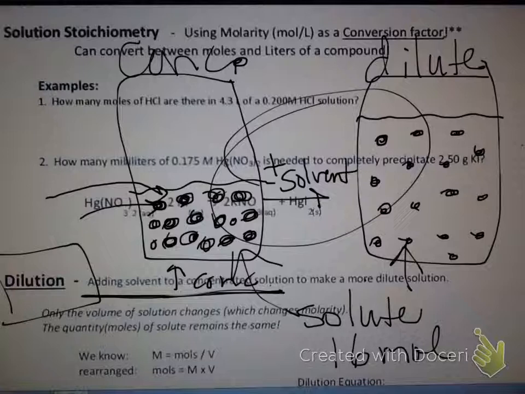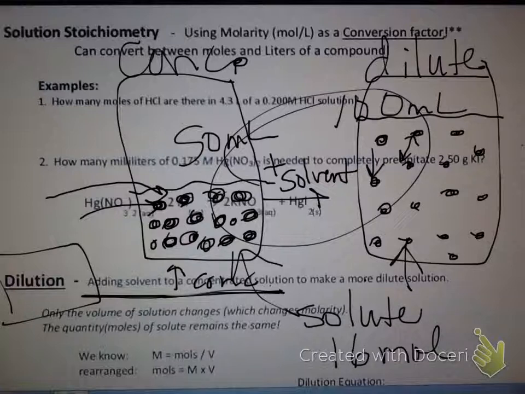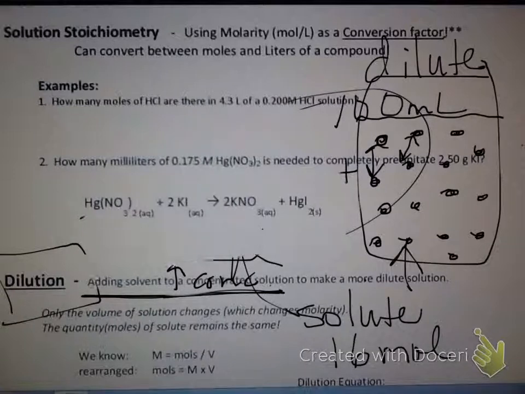But what changed was the amount of solvent. Let's say I went from 50 mils of solvent to 100 mils of solvent. So I cut the solution in half. We can clearly see that the moles of solute are the same, but they're more dilute in the solution, right? Alright, so dilution problems change the concentration by changing the solvent.